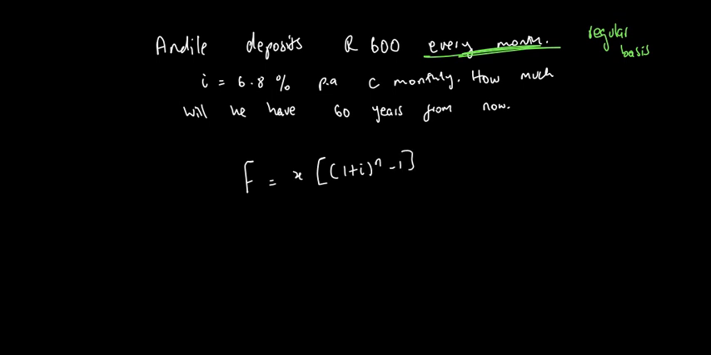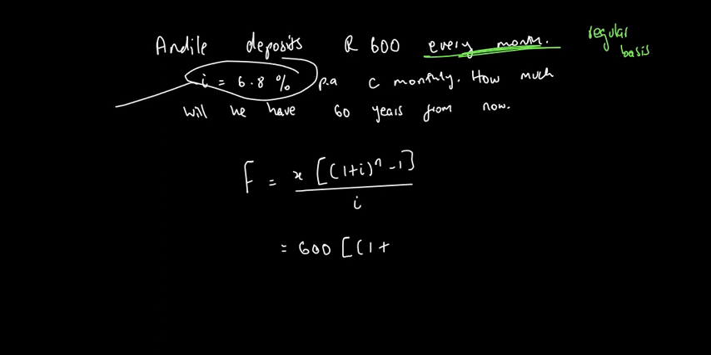You write it exactly the way it is. Now you know that x is the amount of money I'm depositing every month, 600. Then 1 plus the interest. I must get it into decimal first, so I'll write it as 0,068. It's compounded monthly, so I must divide by 12. How many months was that? 60 years. I don't know how many months is 60 years, I'll just say 60 multiplied by 12.